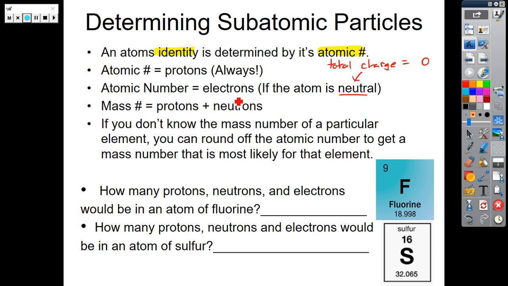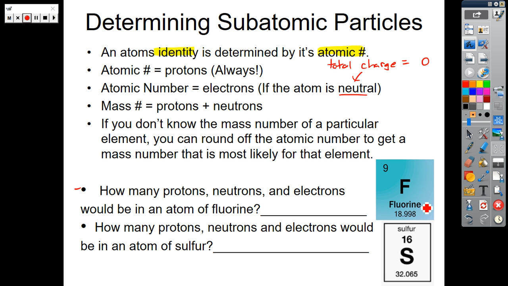Okay? Now, your mass number, again, that was the protons and the neutrons added together. We didn't include the electrons because the electrons didn't weigh anything. Okay? All right, so let's see if we can just predict how to get the protons, neutrons, and electrons off of a box in the periodic table for a couple of different elements. So for this first example, how many protons, neutrons, and electrons would be in an atom of fluorine?